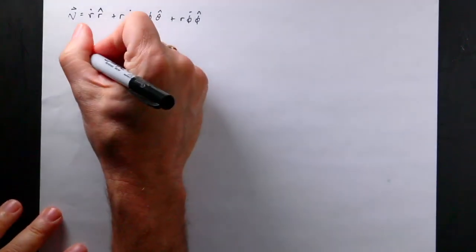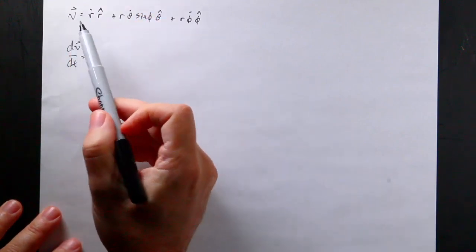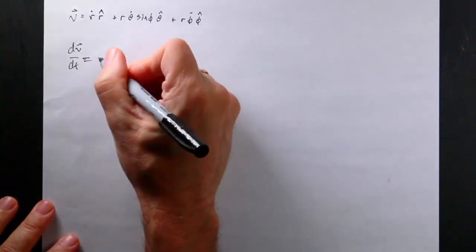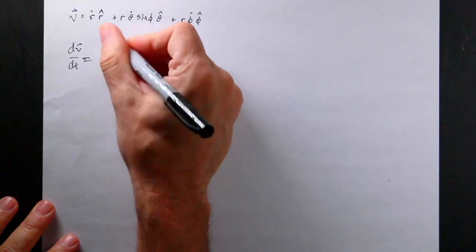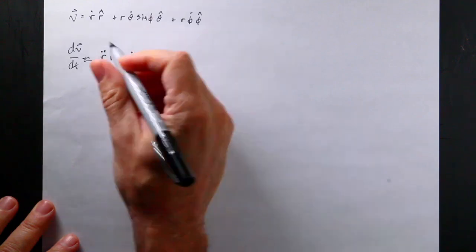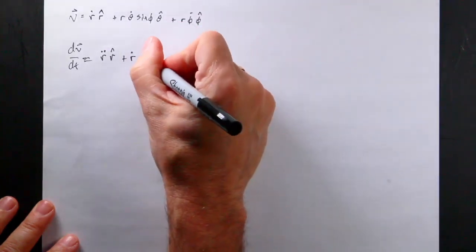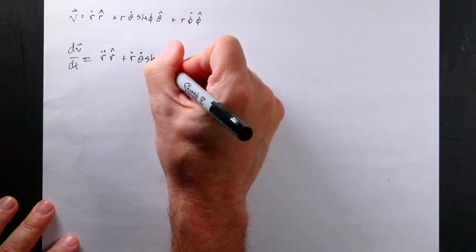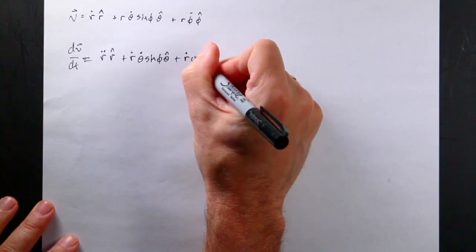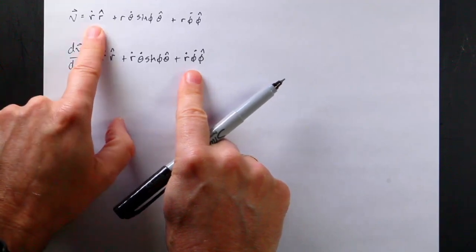Okay, so dv/dt. Let's just start taking the derivatives. Remember, I have to include product rules. So I'm going to take the derivative of r dot with respect to time. That's going to be r double dot times r hat, plus r dot times the derivative of r hat. So I'm going to look at my table up here, and I see that's going to be equal to theta dot sine phi theta hat plus r dot phi dot phi hat. So this whole thing is the derivative of that term right there.